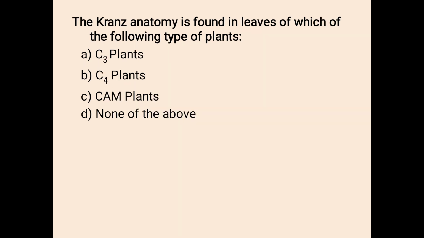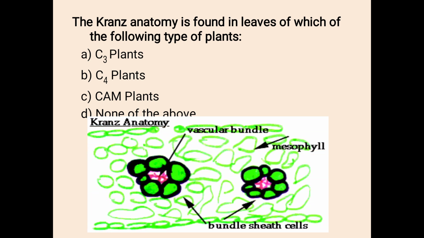Next question is, the Kranz anatomy is found in leaves of which of the following type of plants? So this is the diagram of the Kranz anatomy, in which the chloroplast is divided into two cells, that is mesophyll cells and the bundle sheath cells. So this type of typical anatomy is found in case of C4 plants, and because of this kind of anatomy or the Kranz anatomy, the photosynthetic efficiency of C4 plants is very high as compared to C3 plants.